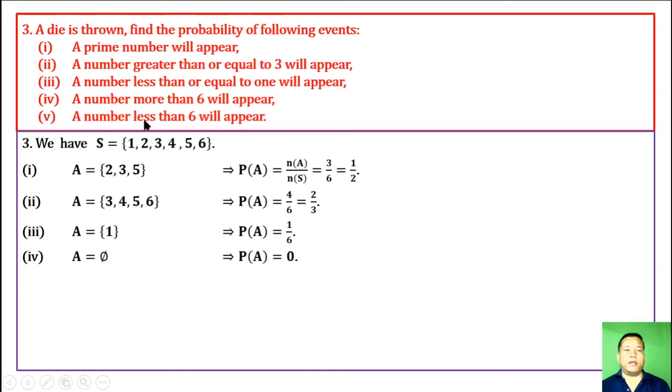Roman number 5: A number less than 6 will appear. That is, A consists of 1, 2, 3, 4, 5. Therefore P of A is 5 by 6.